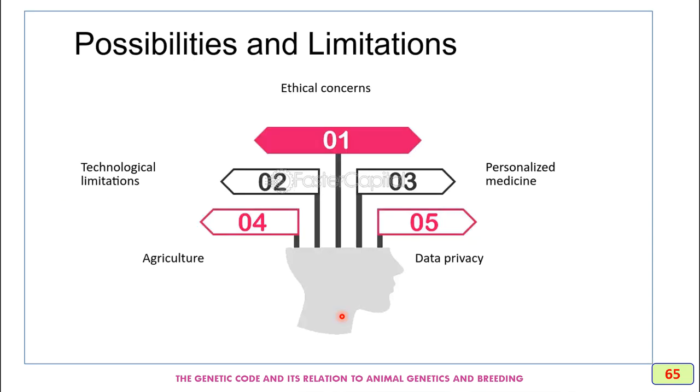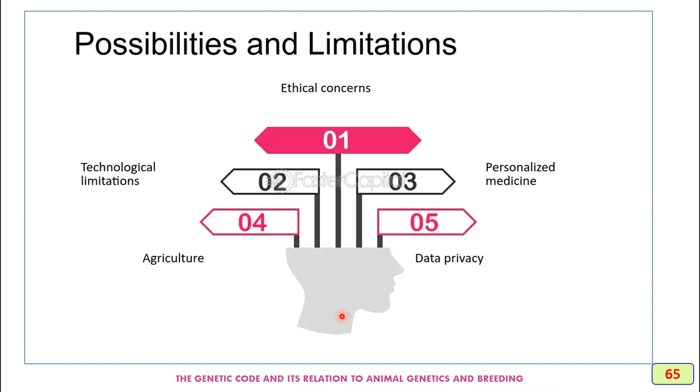Then there are a lot of possibilities and limitations. There are ethical concerns about changing the nucleotide sequence to get a new breed, a disease-resistant breed, high yielding, etc. It is also applicable in agriculture. Different types of plant varieties can be evolved, just like Bt cotton and brinjal, etc. But a lot of opposition came and they have almost stopped it.